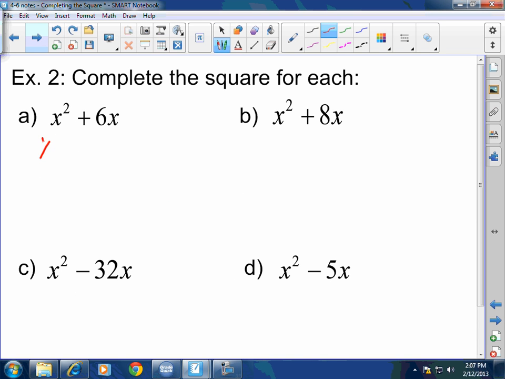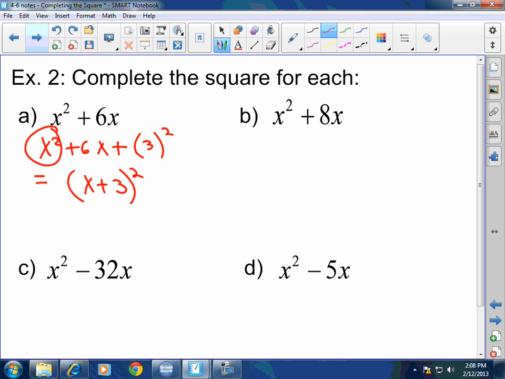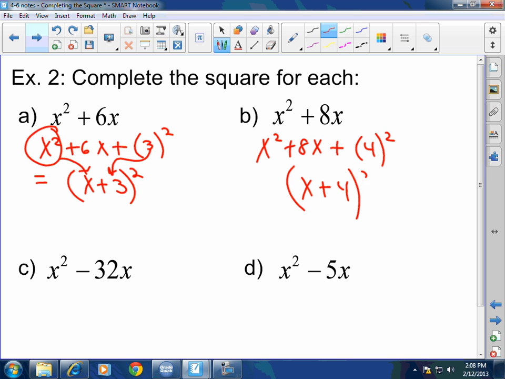So this would be x squared plus 6x plus b over 2 squared, which is 3 squared. So that's going to equal x plus 3. Done. Squared. Took the square root of the first, and then the inside of the b over 2. X squared plus 8x plus b over 2 squared. So that's going to be x plus 4 squared.